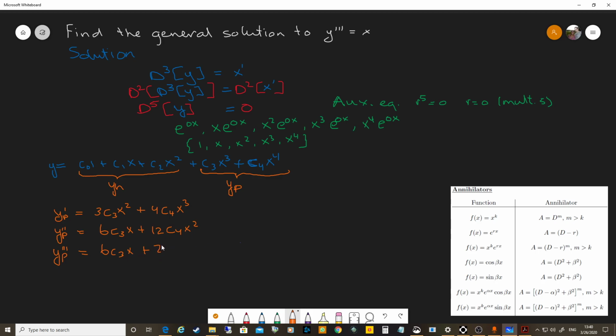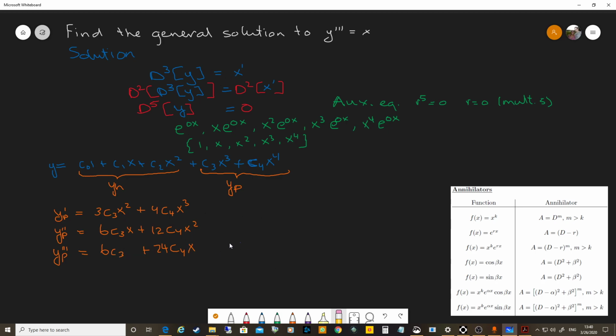Oops. I see I made a mistake there. It's 24c4 x. And of course, there's no x in the first term anymore, so just remove that. And so yp triple prime is 6c3 plus 24c4 x. And now let's compare that with the right-hand side.